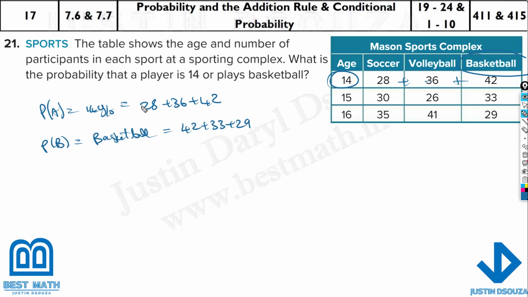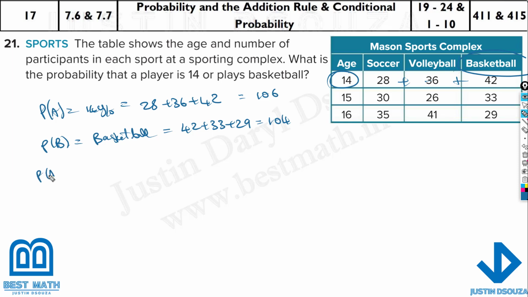You need to write in detail. I'm just going to write this. Players who are 14 years old needs to be written over here. Probability of B, players who play basketball. Let's find the answer here. It is 28 plus 36 plus 42, which is 106. And over here we have 42 plus 33 plus 29, which is 104.